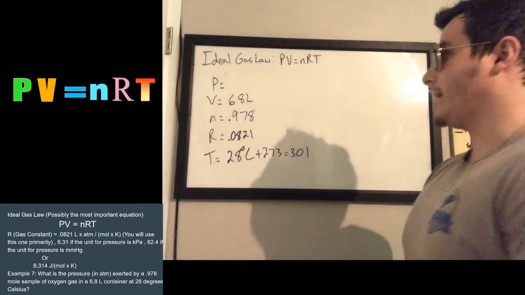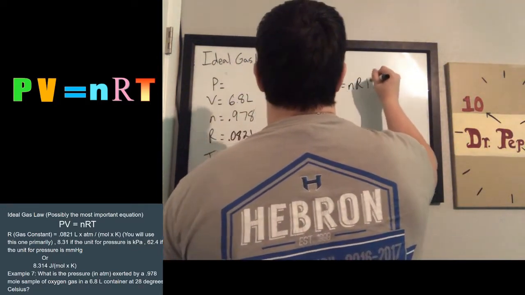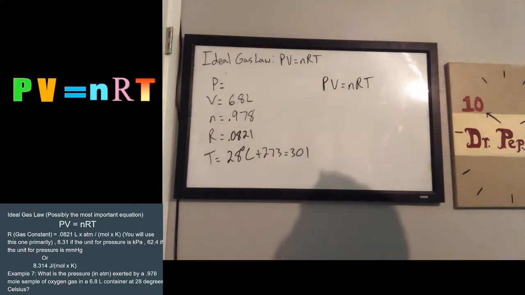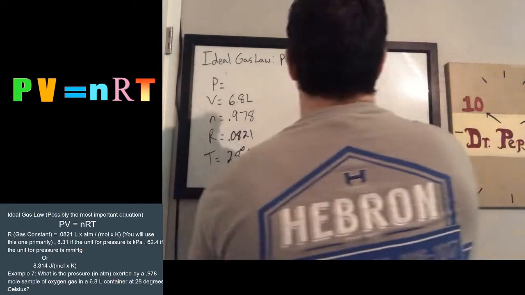All right. Now we're going to set up our equation. PV equals nRT. We are going to manipulate the equation to solve for P. So we're going to divide by V on both sides.